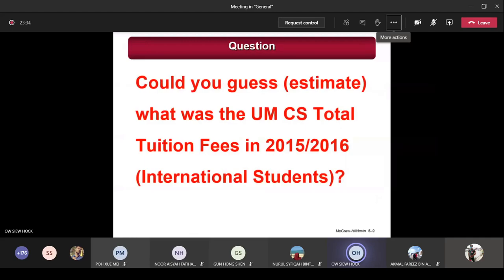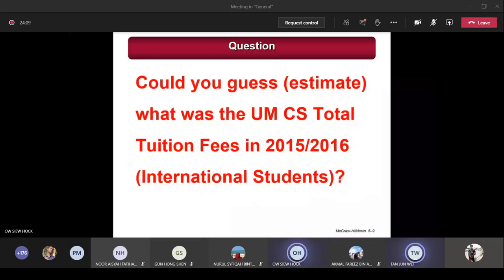Now I'm asking you, could you guess or try to estimate what was UM's computer science total tuition fees in 2015-2016 for international students? What do you think? What was that amount? Anyone can guess? Lesser. Okay, so roughly how much? 12K. 12K Malaysia ringgit? No, 12K USD. So convert to Malaysia ringgit, how much is that? 50K, somewhere around that. 30K, yeah. Okay, let's see.